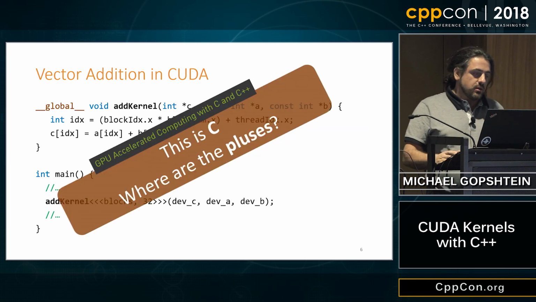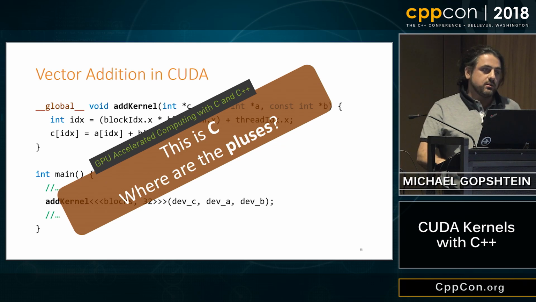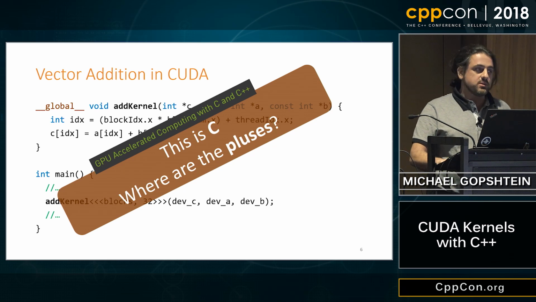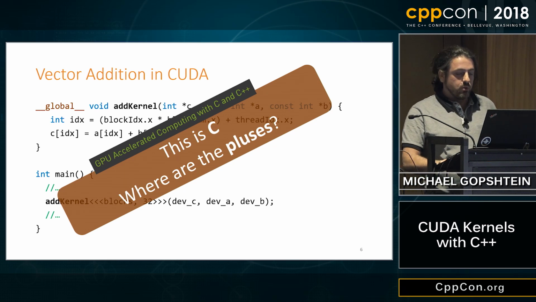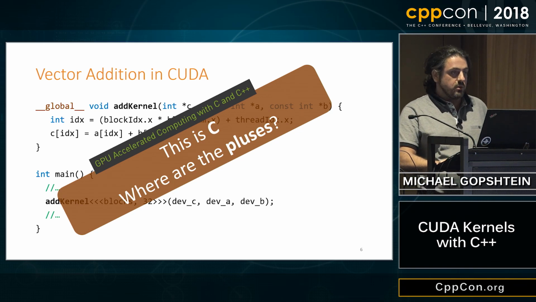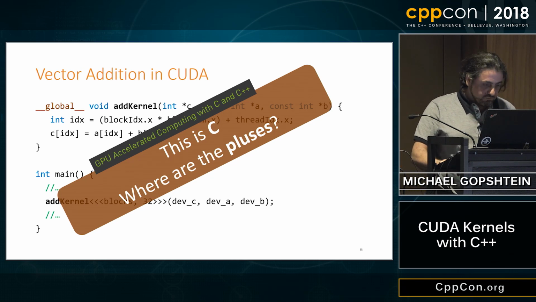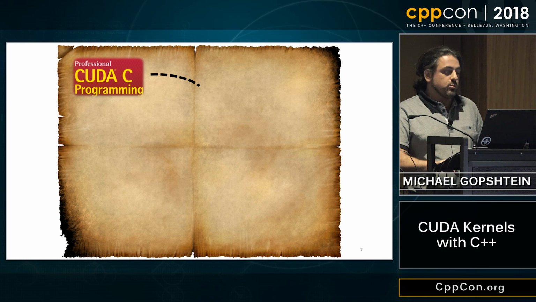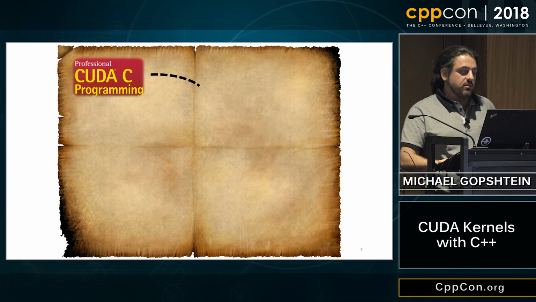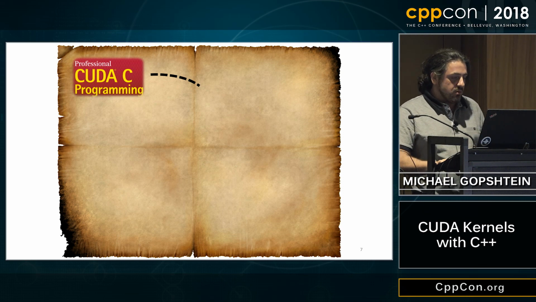But now the question is, this example is a pure C example, and where are all the pluses of the C++? What I found out is that in most of the examples that you find on the internet and even in books, especially the basic examples, they're all pure C code. And what I want to show is how you can use standard C++ features in CUDA and make your code safer, more readable, and maybe even faster. So we'd like to start our journey from CUDA C programming and hopefully find a path to better code.